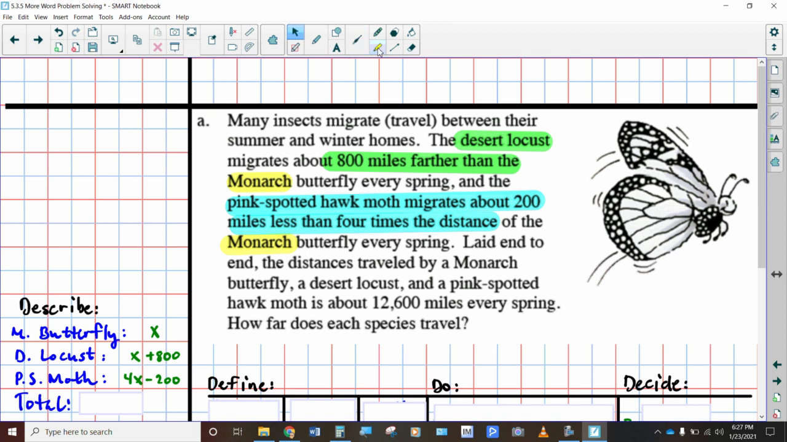And then what do they say is the final total here? It says all together migrate about 12,600 miles. So that would be our total. So what is the question asking? Let me go ahead and look at this. Looks like it's asking how far does each species travel. So when we declare our answer, we're going to declare for all 3 of the distances that they go.